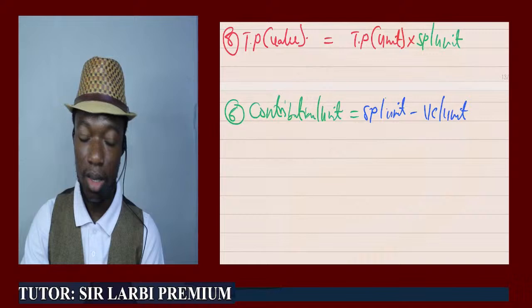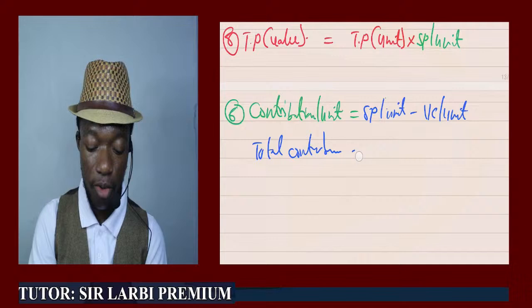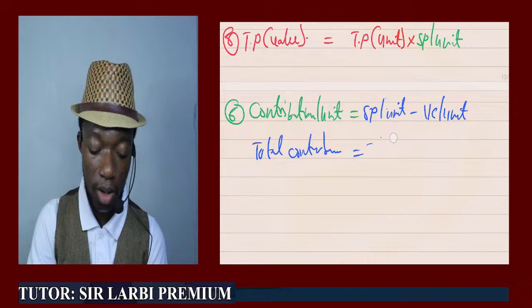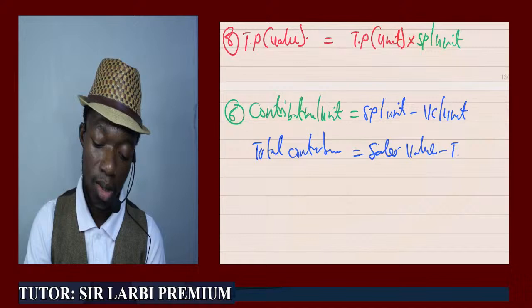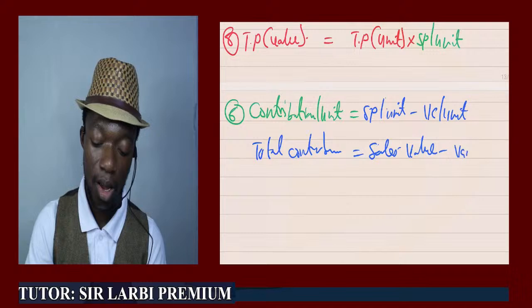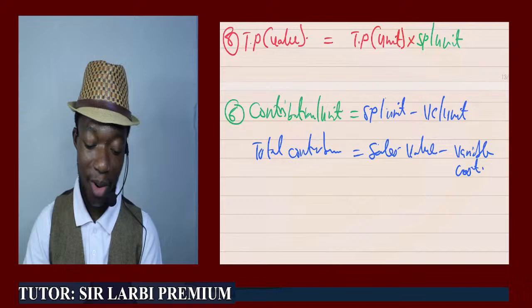But if you are looking at the total contribution, then we are focusing on the total sales value, minus our total variable cost. Let me put it that way. I didn't want to write, but let me write. So we are looking at sales value minus variable cost. That means the total sales value compared with the total variable cost. That will give us the total contribution.